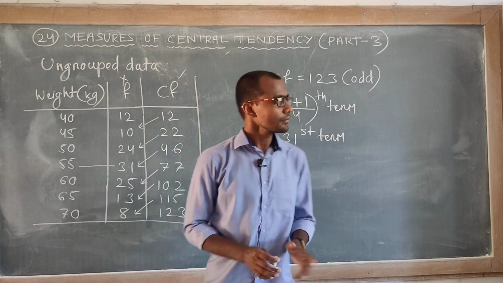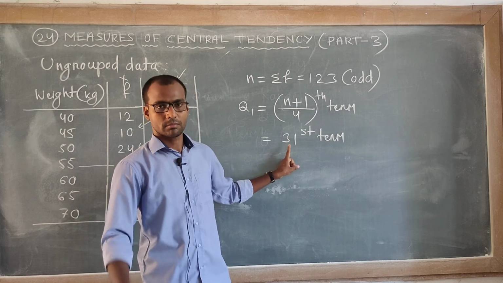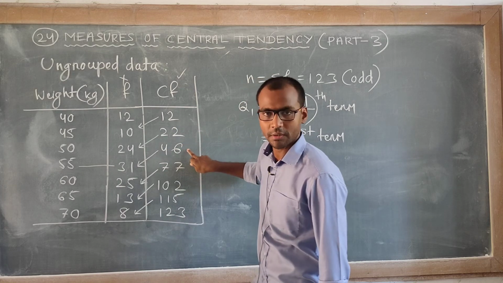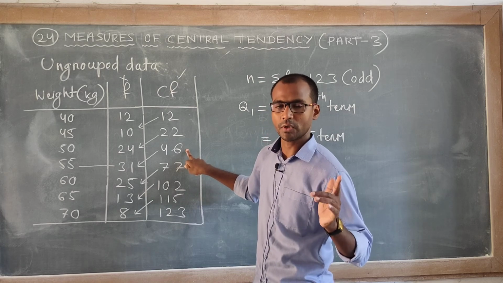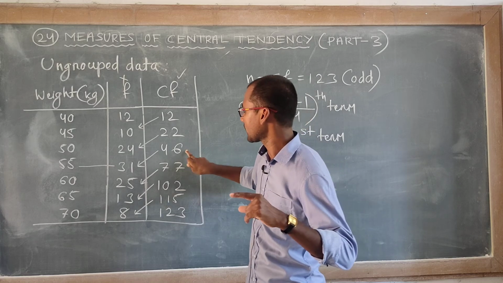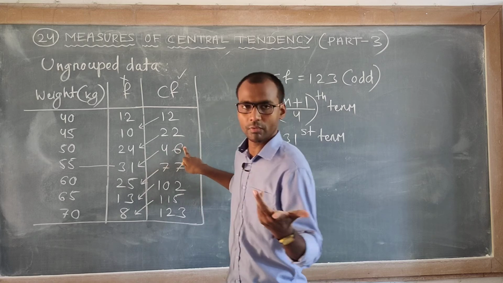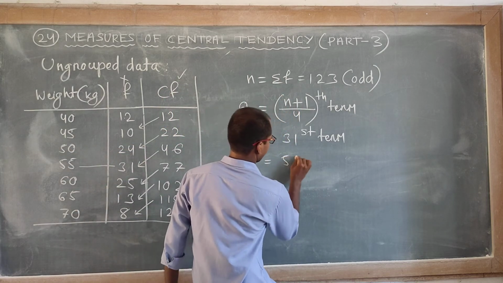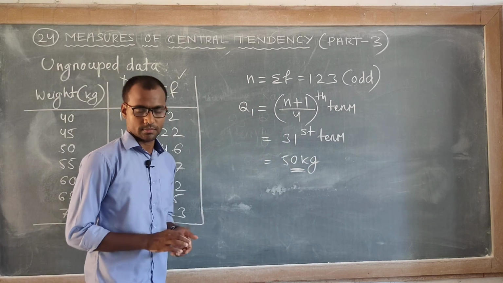Ready? So what will be the weight of the 31st student? The 31st term. This is 12, this is 22, so the 31st must be here. 46 means 23rd to 46th, so the 31st will be included here. The 31st student will be in this category, so his or her weight is 50 kg. So the 31st term is equal to 50 kg. So this is Q1.